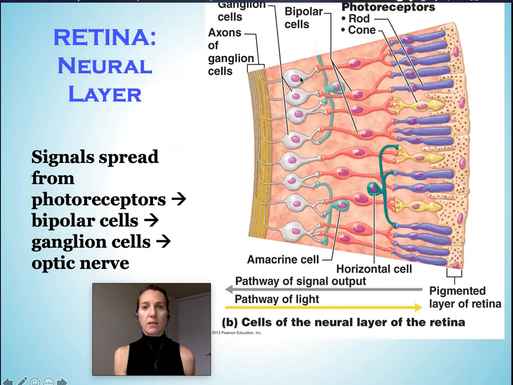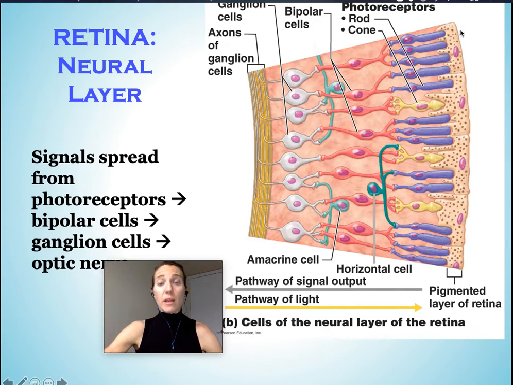And these ganglion cells, if you look at the axon of these ganglion cells, this is actually forming your optic nerve. So I have another picture that shows this nicely, but essentially the signal is going to spread from the photoreceptors to the bipolar cells to the ganglion cells. So whereas you have the pathway of light going this way, the pathway of the signal is going to go in the opposite direction.